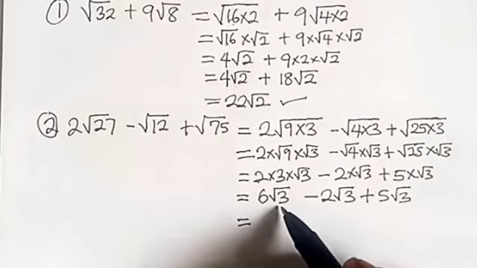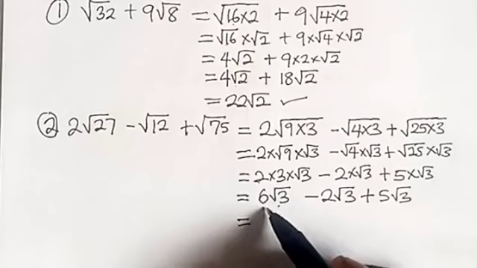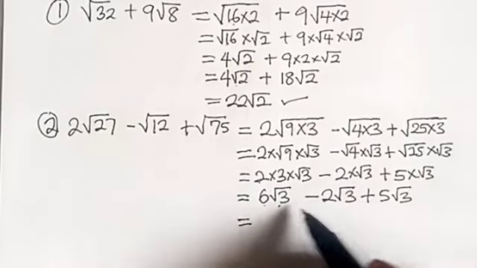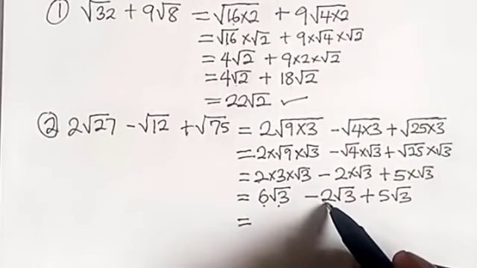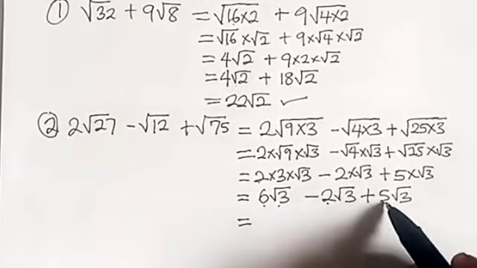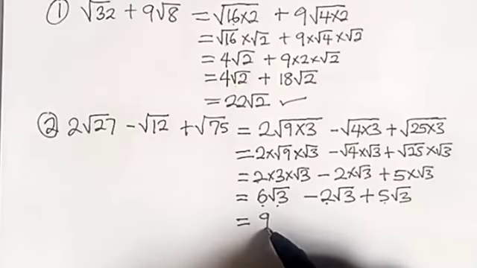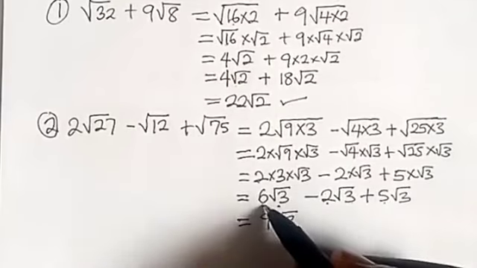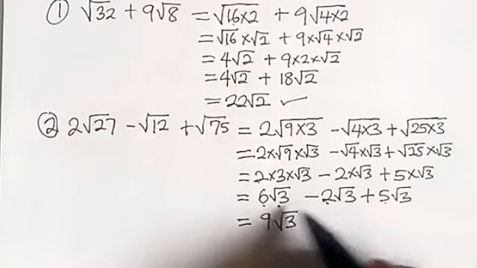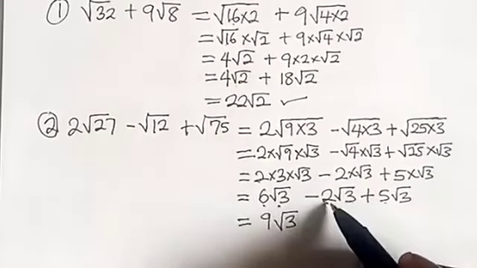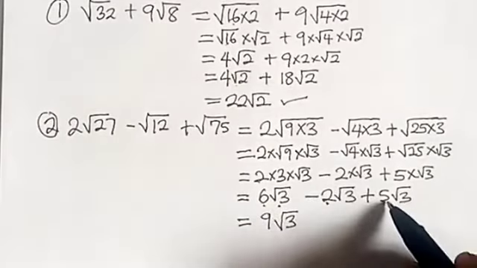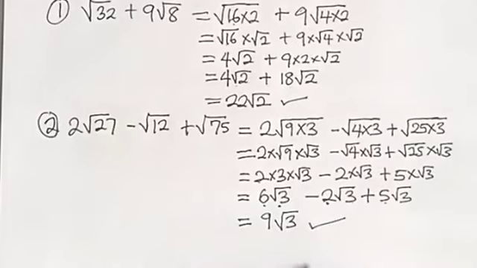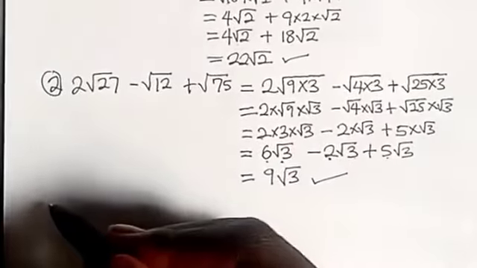So if I solve for that, you observe that both surds have similar surds. This root 3, root 3, root 3. So what I'm going to do is to take the number outside. So 6 minus 2 will give me 4, plus 5, it will give me what? 9. Then since they have similar surds, you place your similar surd. You only subtract and add the number outside the root. So 6 minus 2, 4, 4 plus 5, 9. So this will be my answer.